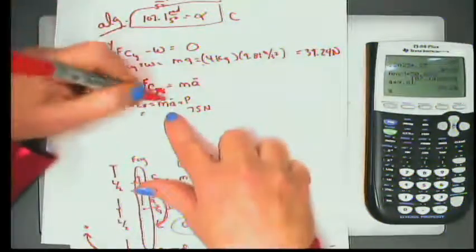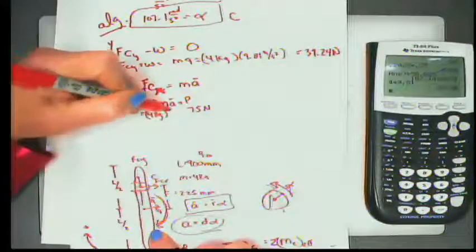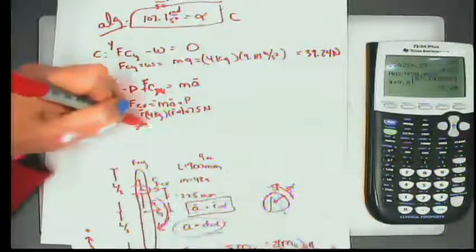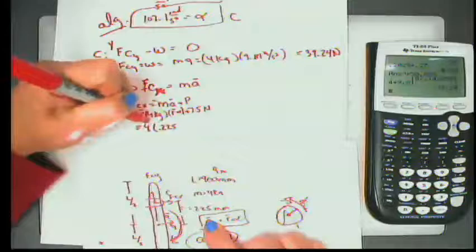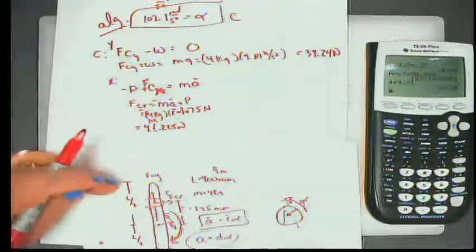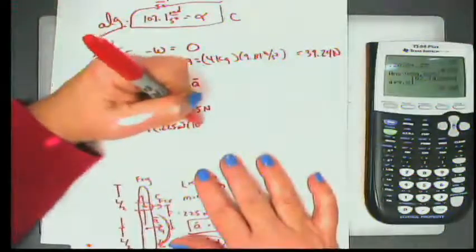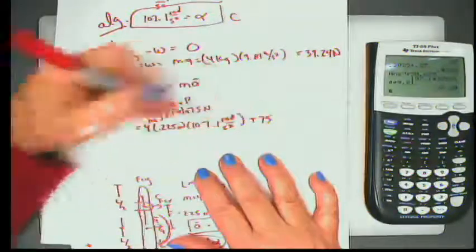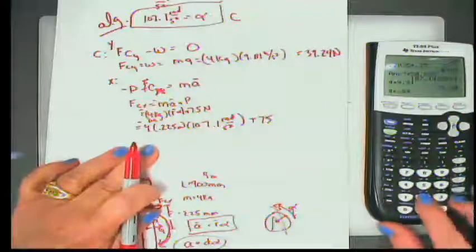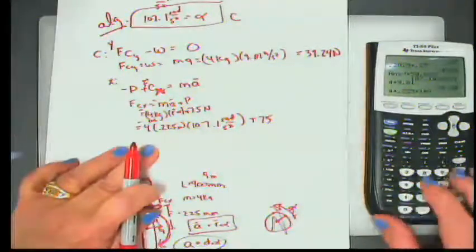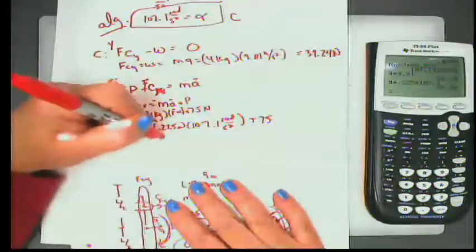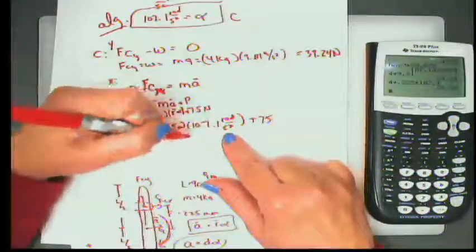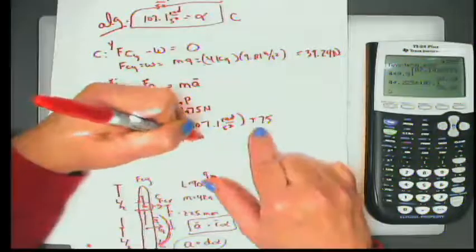What is my mass times my acceleration? Well, I know the mass is 4 kilograms, and the acceleration is actually going to be r bar times alpha. So this is 4 times r bar, which is 0.225 meters, times alpha, 107.1 radians per second squared, plus 75. Okay, so this is going to be 4 times 0.225 times 107.1, and so this is a negative 96.4, and this would be kilogram meter. Radians is a fundamental unit, so it falls out. So we have kilogram meters per second squared, which is a newton, plus 75 newtons.